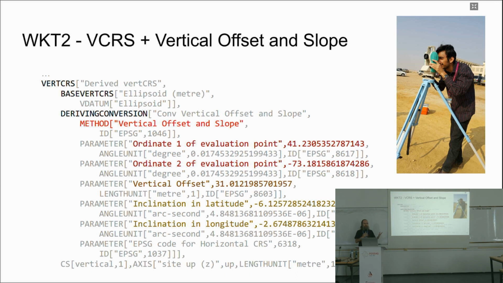And the second component of this compound CRS is a vertical CRS. This is a definition of a derived vertical CRS with a base one. In this case, I was using the ellipsoid. It's a bit of a hack. It should be a proper vertical system, but the measurements were not done on that vertical system, so I was using that. And a deriving conversion. This deriving conversion is the vertical offset and slope I mentioned before. It should be centered somewhere, it can be the same point as before, it doesn't have to be, and it has a vertical offset and these two inclinations or slopes in the latitude and longitude direction. And that's all. We have the CRS defined.